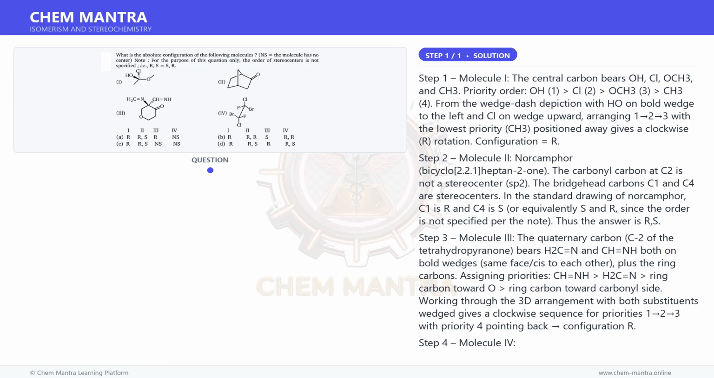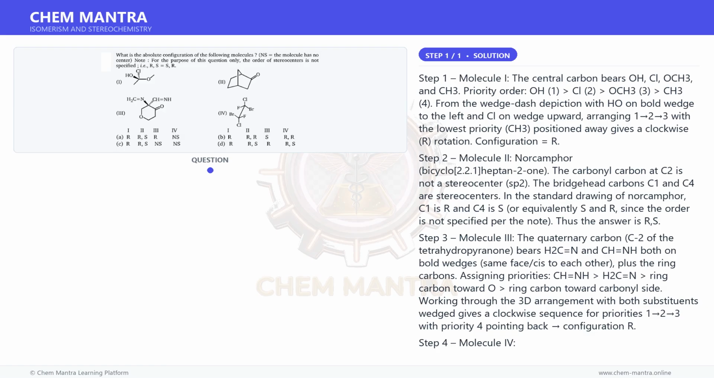Re-examining, the structure as drawn places F on a wedge at C1 and Br, Cl in plane, dash. After careful priority assignment and viewing with lowest priority away, C1 is equal to R. For C2, with Br on the left, in plane, dash side, F on wedge right, Cl at bottom, 1 Br, 2 Cl, 3 F, counterclockwise with C1 pointing away. So C1 is equal to R, C2 is equal to S. Configuration R, S. This matches option D.